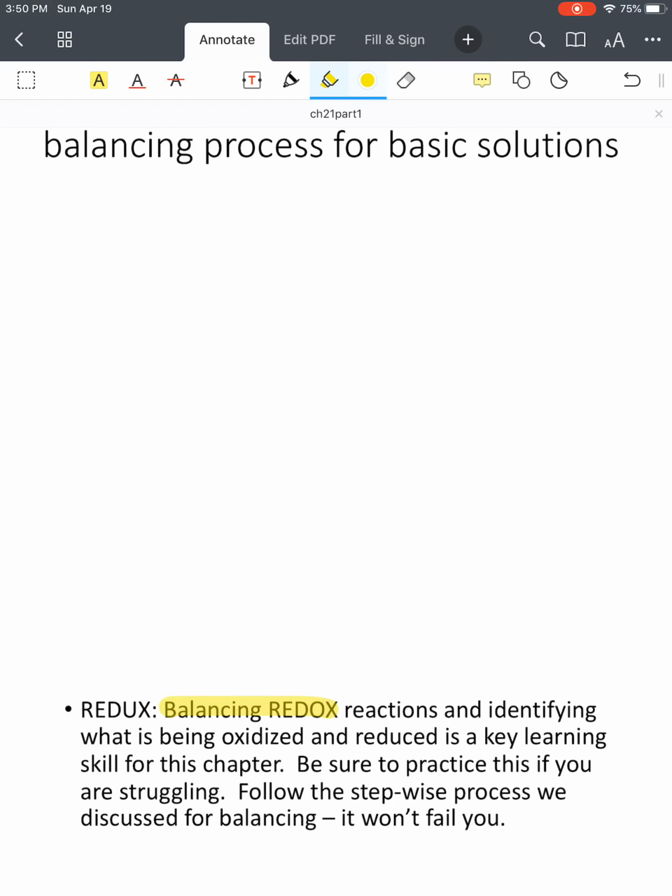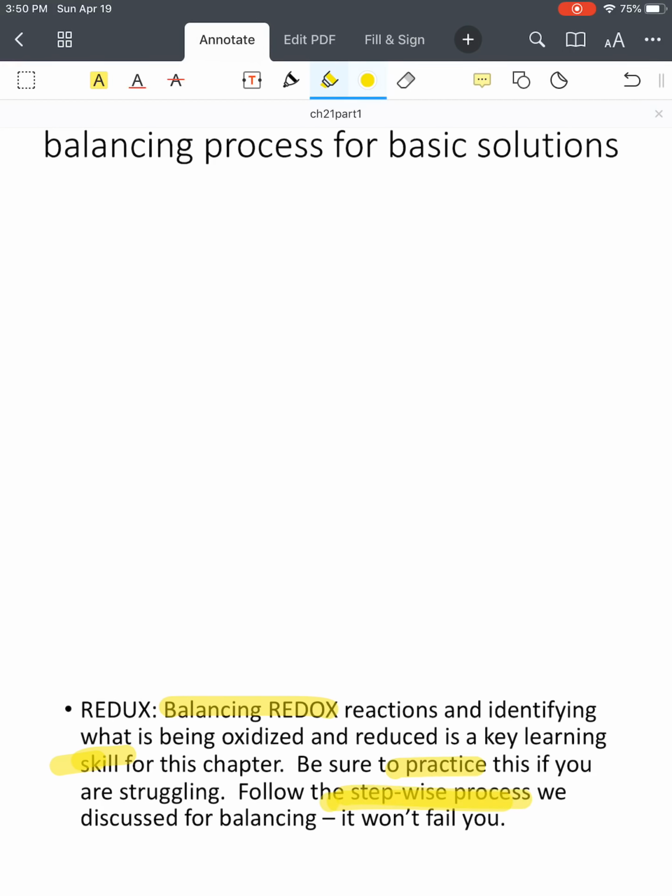That's very important. We learned how to balance redox reactions, identifying what's being oxidized and reduced. It's a key learning skill for this chapter. We need to be able to do that to move forward. And we also need to understand that electrons are being transferred here. That's another important conceptual idea behind these redox reactions, okay? So I'm sure that you're going to see example problems in your online homework here to practice this balancing process. Practice that a little bit. Make sure you get it down. You're likely to see a question like this on the next exam, I would say. Just having to balance a reaction, okay?